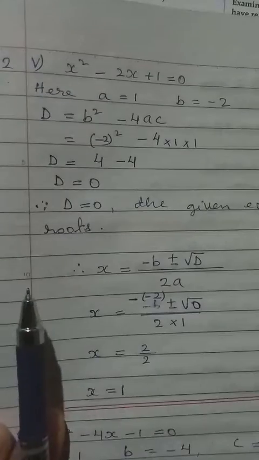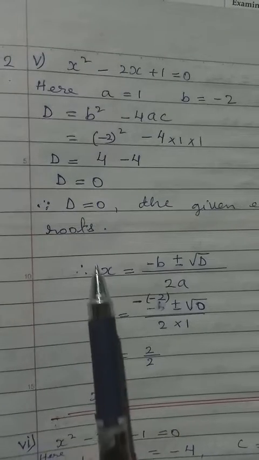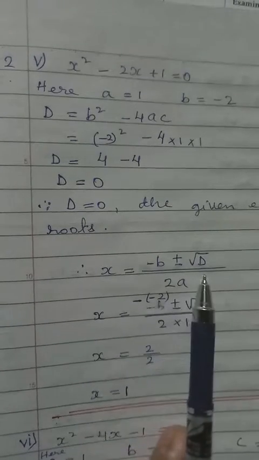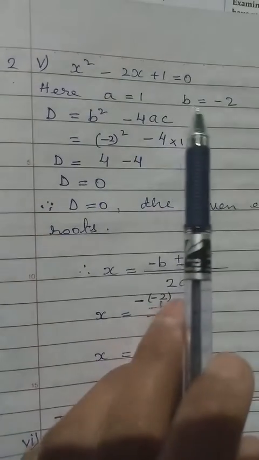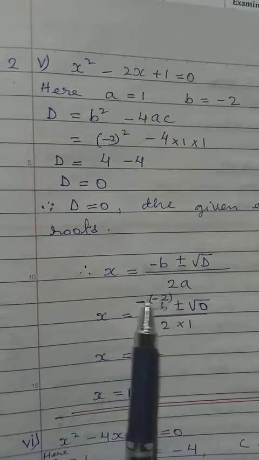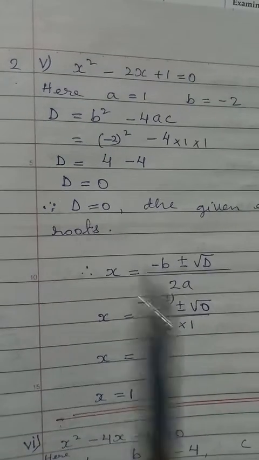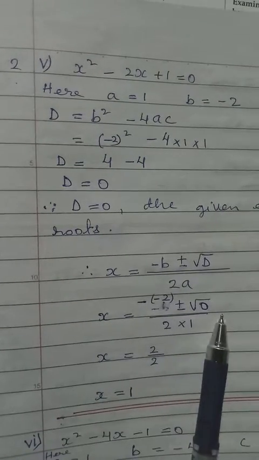So the equation will have real roots. So let us solve it using the quadratic formula. So b here we have minus from the formula, another minus from here. So it will come minus into minus plus. Then D we know it is 0. The square root of 0 is 0.